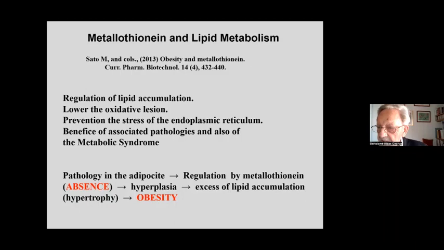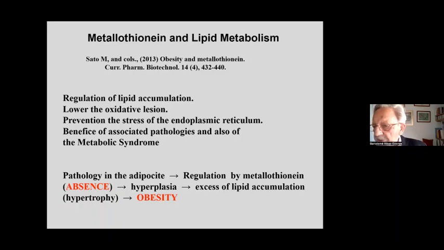From tissues that accumulate fatty acids in obesity, after Sato and co-workers in 2013, obesity and metallothionein in Current Pharmaceutical Biotechnology published the regulation of lipid accumulation, lower oxidative lesion, prevention of stress of the endoplasmic reticulum, and benefits for the associated pathology and also the metabolic syndrome.